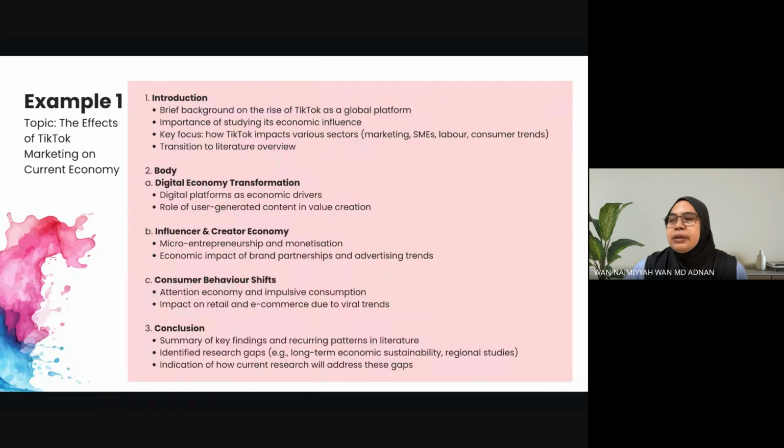So the body paragraph in terms of digital economy transformation, for example, you enlisted 2 ideas: digital platforms as economic drivers, and the role of user-generated content in value creation. I'm just putting it out here to say that the first step of doing a literature review is you have to list down first what it is that you want to elaborate on. I'm not denying the use of AI here, because I know these days we cannot simply refuse and deny the use of AI.